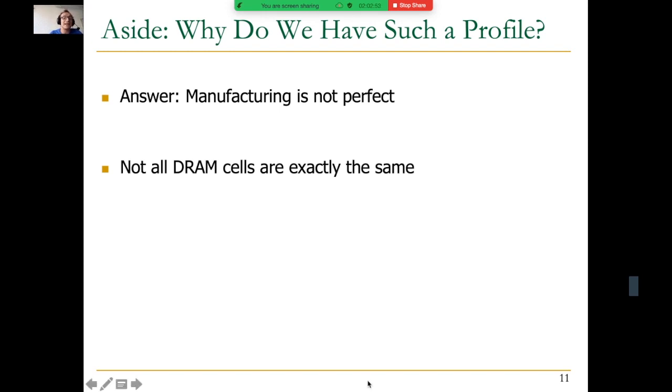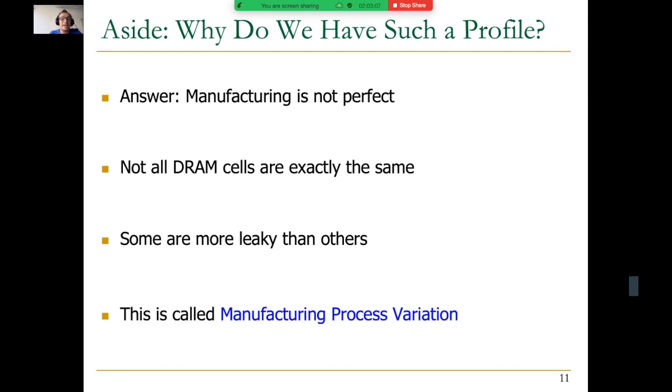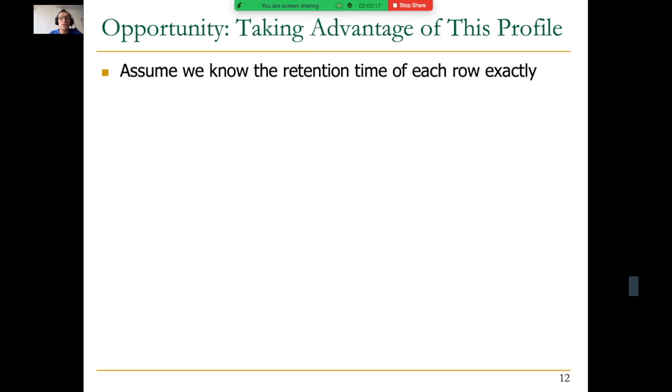As a result, not all DRAM cells are exactly the same. Some are more leaky than others because some may have small capacitors, leaky capacitors, small transistors, leaky transistors, or transistors with less resistance. So there are many, many reasons. And as we've discussed at some point, this is called manufacturing process variation. Okay, so you have this process variation. Can you somehow take advantage of it? That's an opportunity, basically. So assume that we know the retention time of each row exactly.